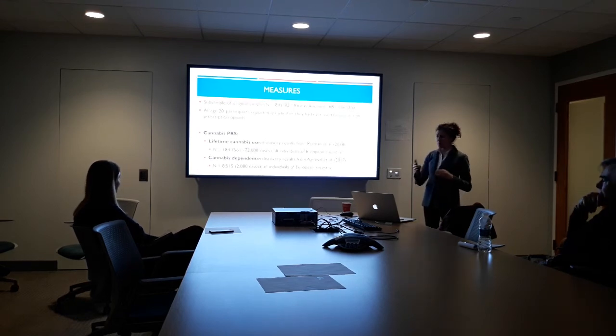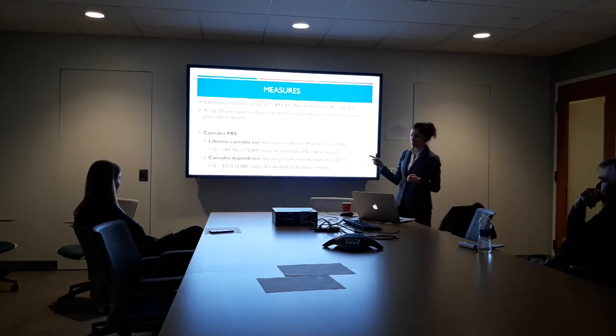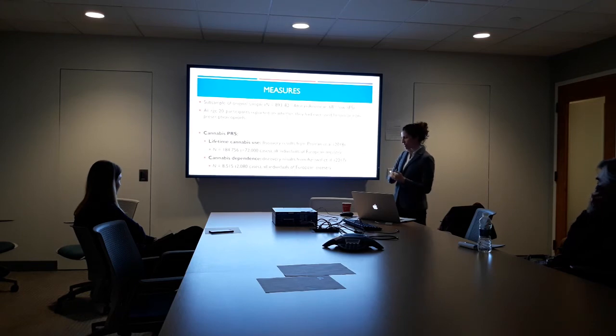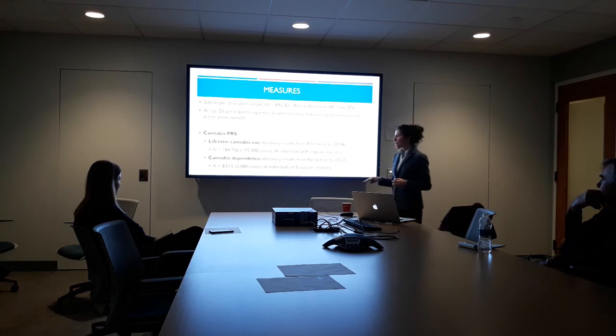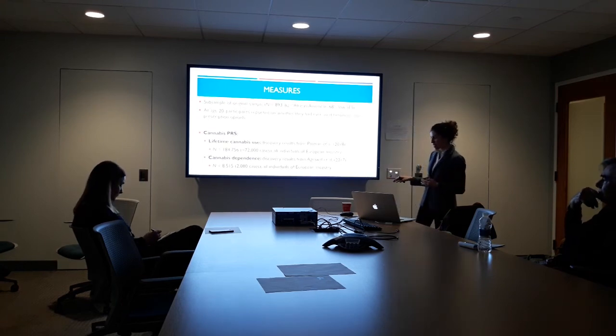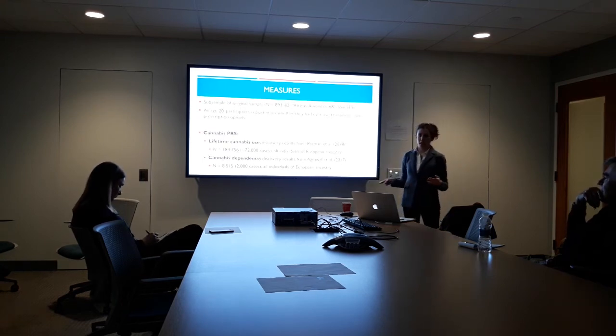As you may recall, sample size and ancestry really matter. So we created 2 polygenic risk scores for cannabis. One focused on lifetime cannabis use, which included about 185,000 individuals, 72,000 cases, all individuals of European ancestry. We also created a cannabis dependence polygenic risk score, which included about 2,000 cases, and again, this was all individuals of European ancestry.